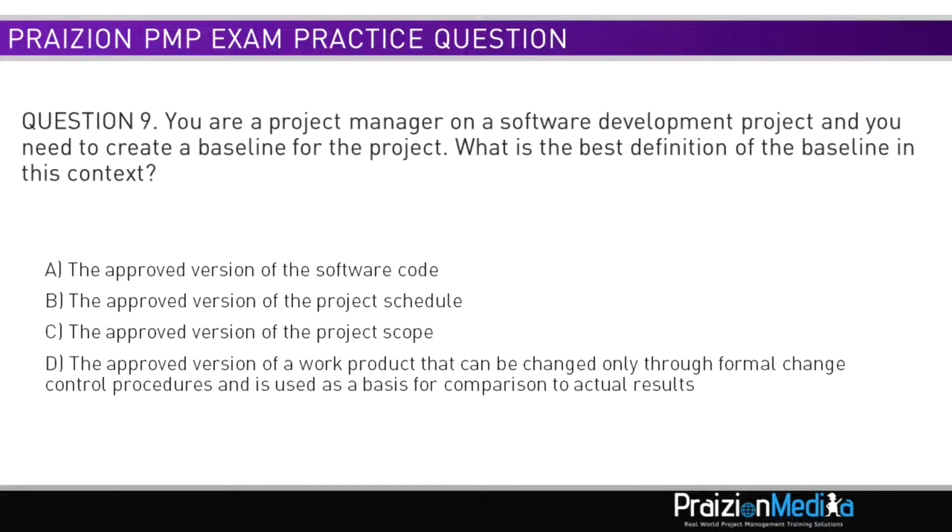Question 9. You are a project manager on a software development project and you need to create a baseline for the project. What is the best definition of the baseline in this context? A. The approved version of the software code. B. The approved version of the project schedule. C. The approved version of the project scope. D. The approved version of a work product that can be changed only through formal change control procedures and is used as a basis for comparison to actual results.